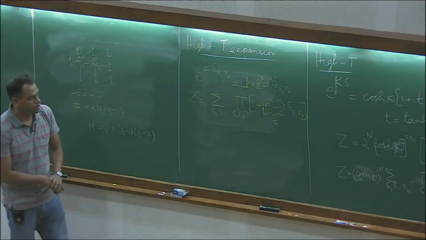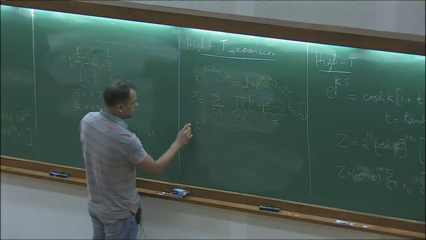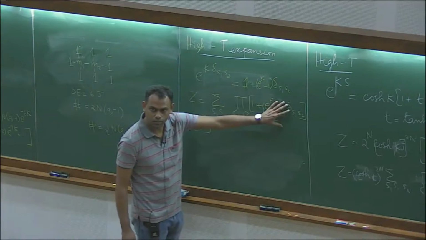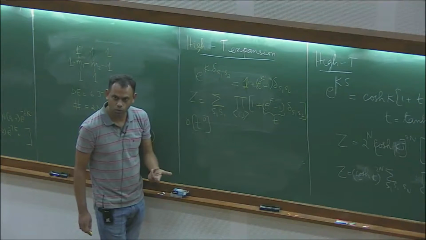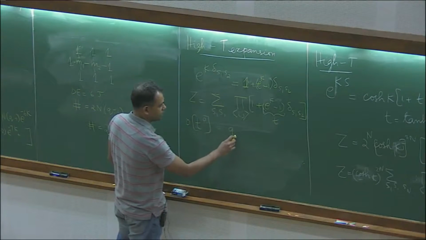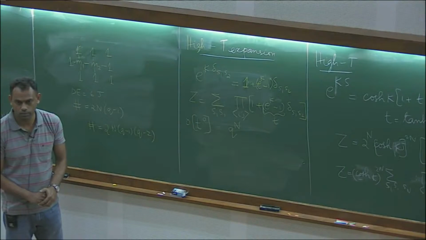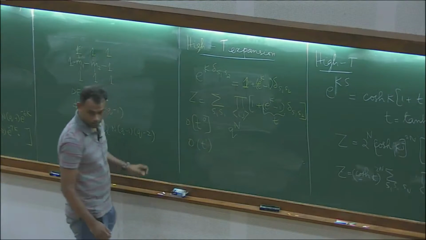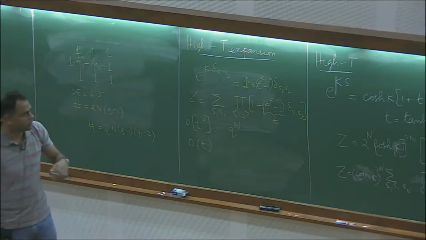Now when I expand, order t to the power 0 is easy to compute. None of these terms come. I have 1, but for each S1, S2 I have to give a factor q. So this is q to the power n. Right? Now, what is order t to the power 1? Is there order t to the power 1? So that is where 1t comes.